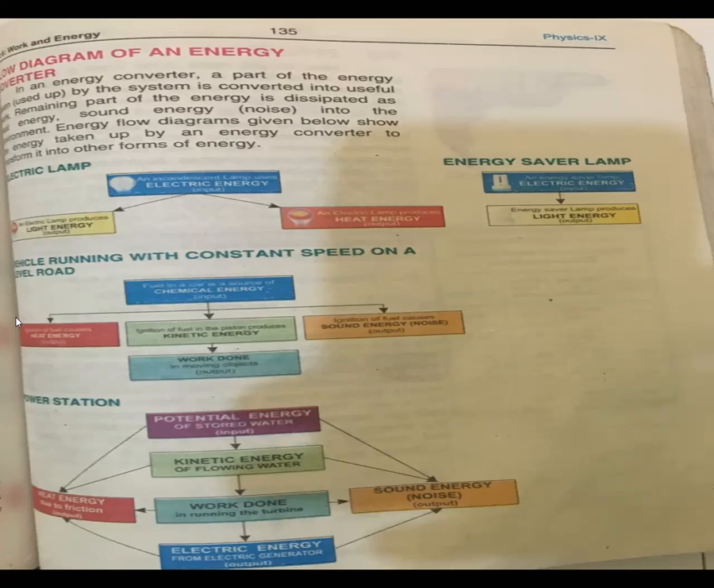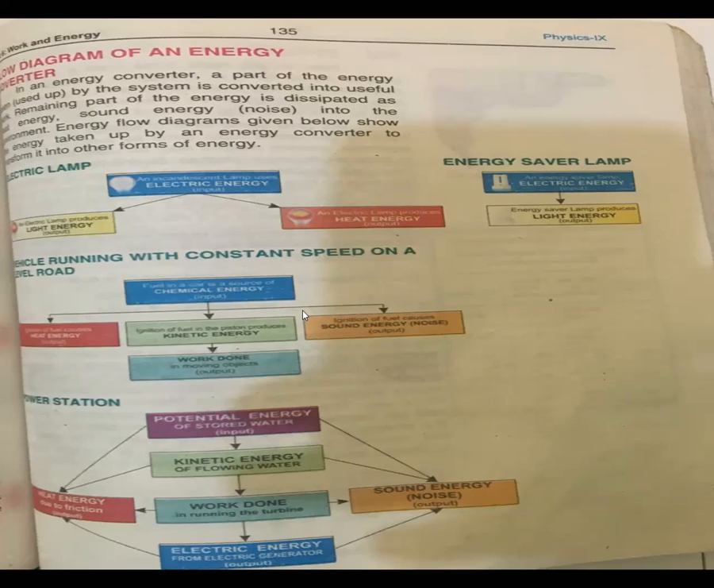Similarly, a vehicle running with constant speed on a level road. So how is energy converted? The block diagram will show what types of energy they have. Chemical energy is the input. The chemical energy in petrol, a fossil fuel, whenever petrol is burned. So this is the input. It will convert into kinetic energy, and it will generate heat energy and sound energy, because whenever a vehicle is running, it has some sound.